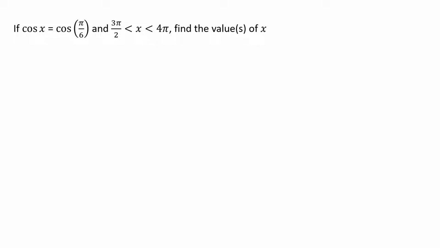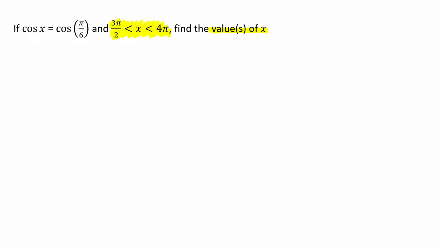We're going to answer this question before us. It says, if cos of x is equal to cos of pi on 6, and we have a domain in which my x is between 3 pi on 2 to 4 pi, we need to find the value or values of x. Okay, what exactly is this question asking me to do?